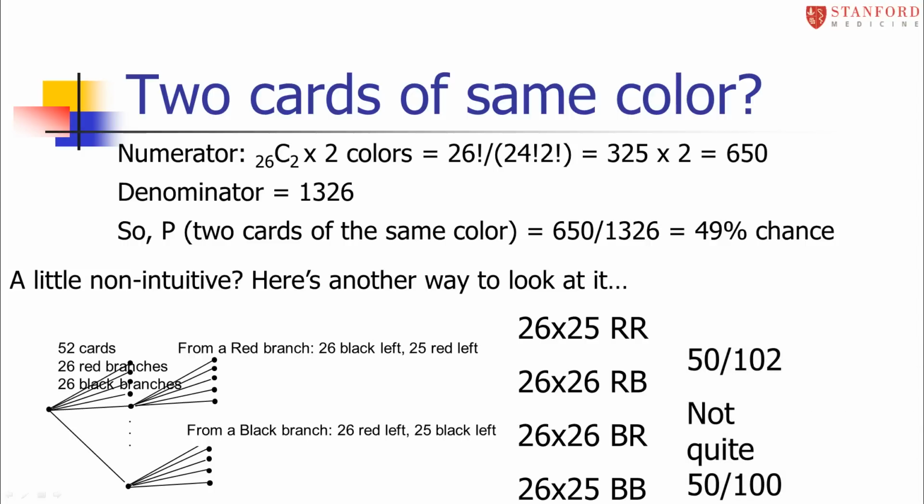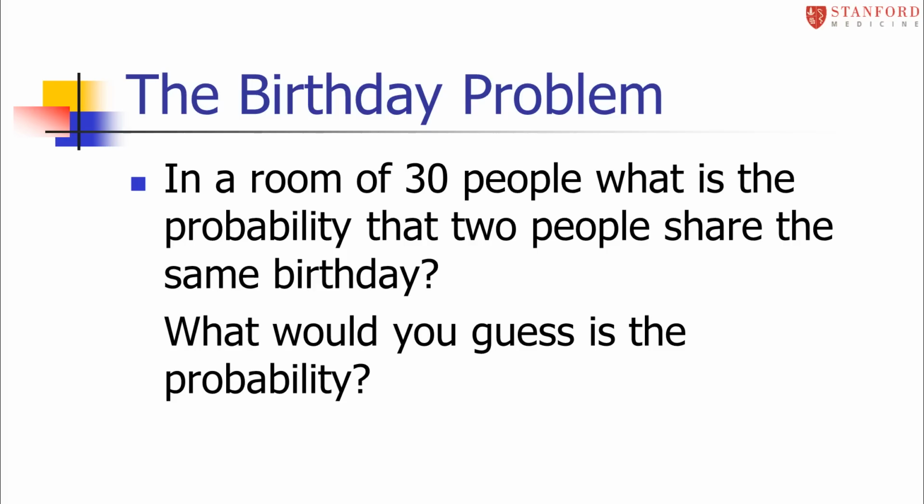So when you count all of those out, it turns out that the probability is going to be 50 out of 102. So it's not quite 50 out of 100. So it actually comes out to be a 49% chance.